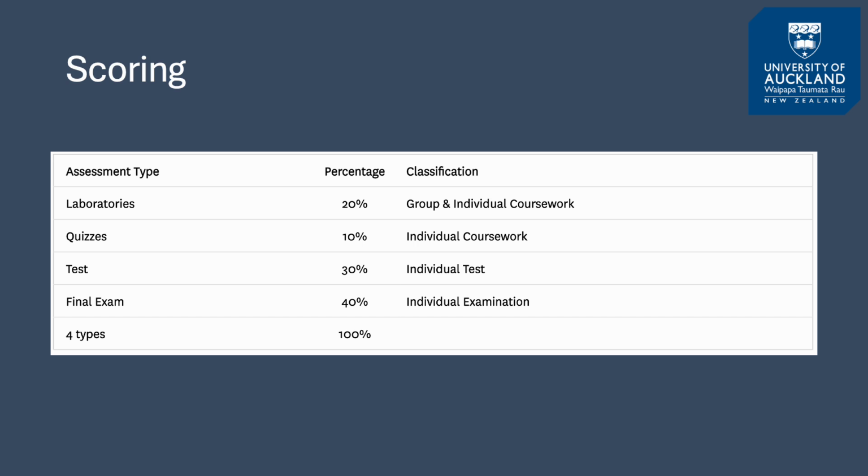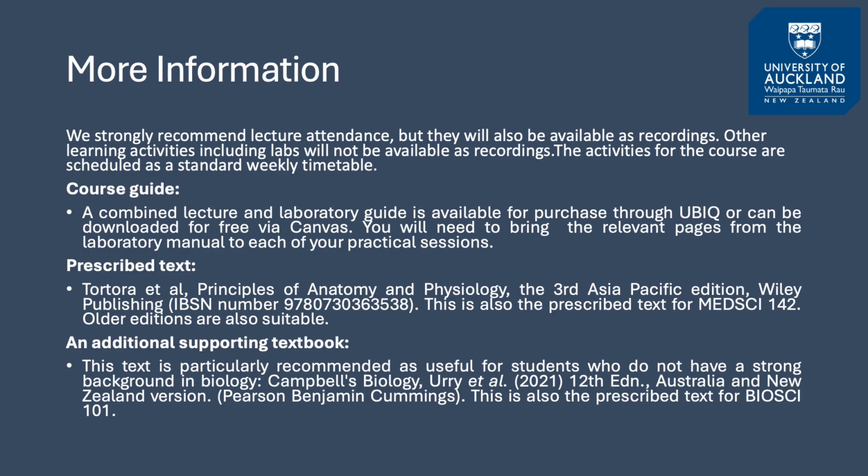In terms of the scoring for Biosci 107, the laboratories make up 20%, quizzes make up 10%, the test makes up 30%, and the final exam makes up 40%. Just some more information is that lecture attendance is strongly recommended. However, they're available as recordings, but other learning activities, including labs, are not available as recordings.